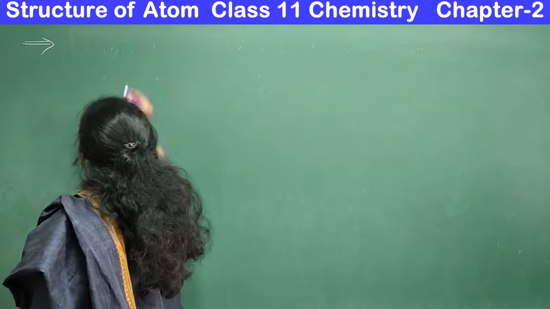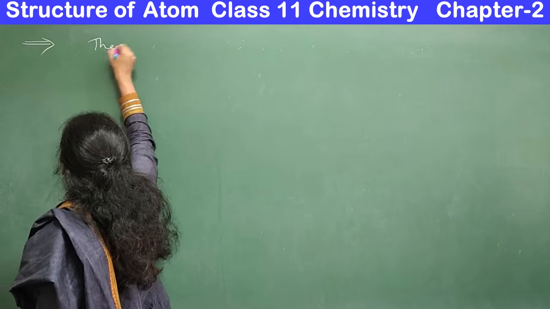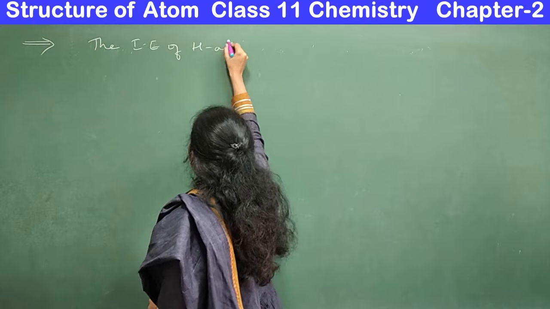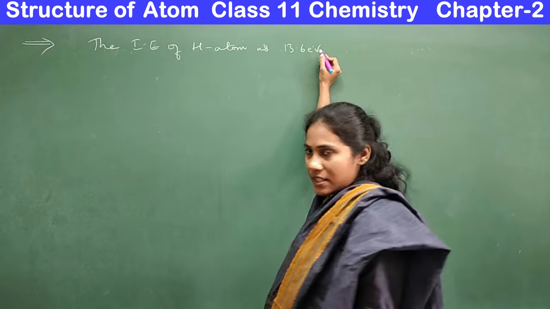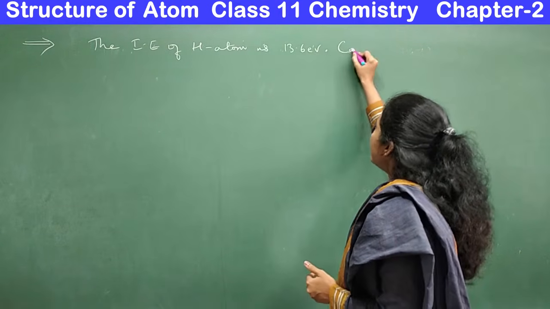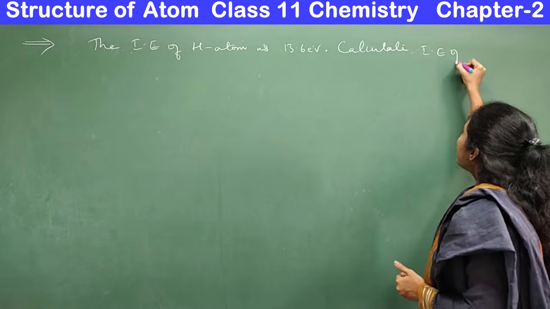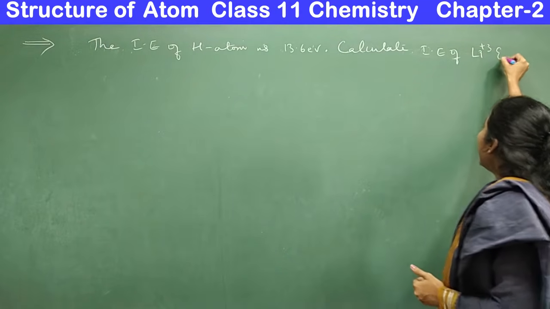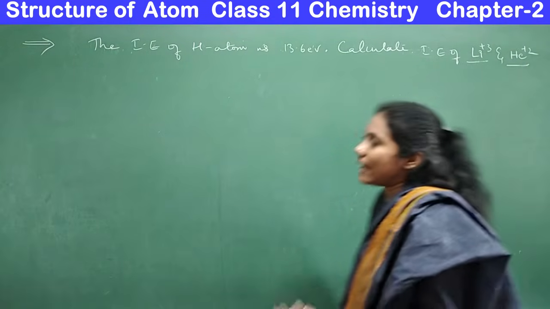Our next question: let the ionization energy of the hydrogen atom be 13.6 electron volt. We just calculated that also. Giving this, they'll ask you to calculate the ionization energy of Li plus 3 and He plus 2. So this is how they'll ask you the question.